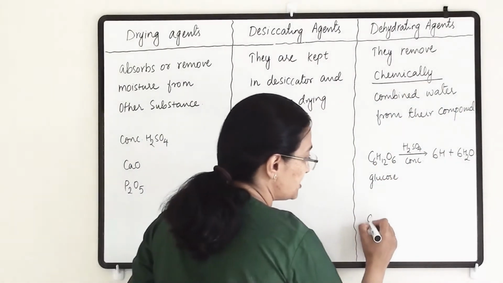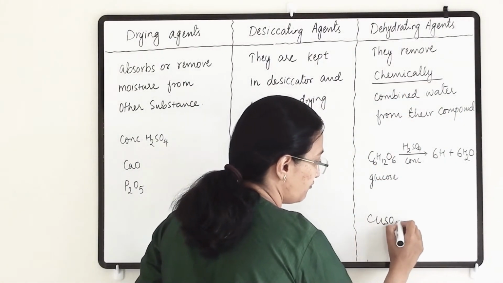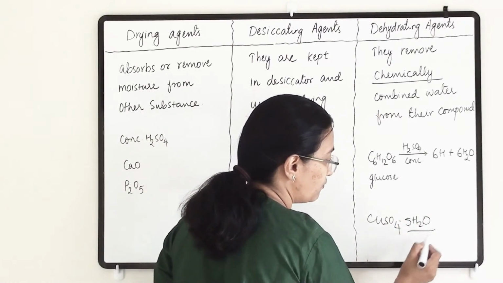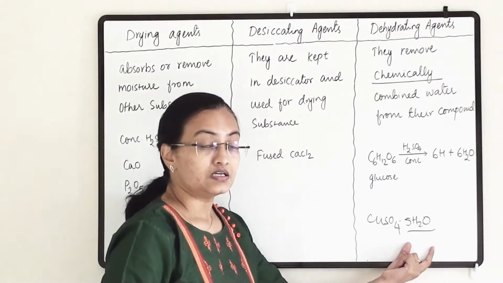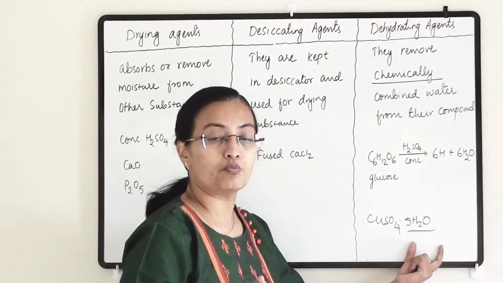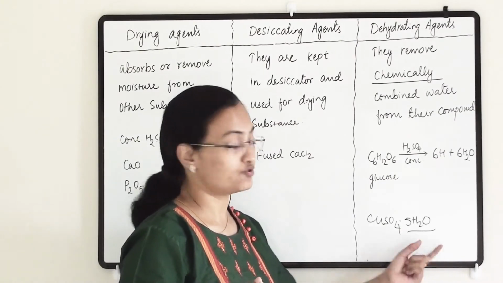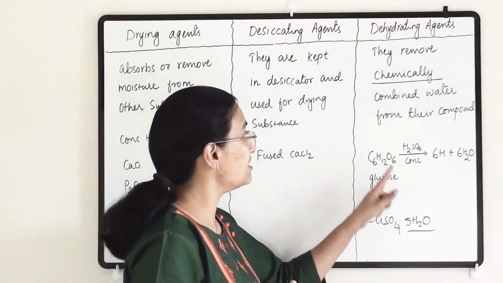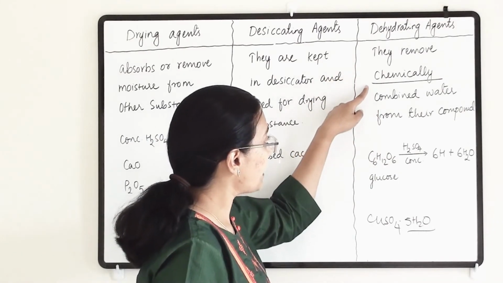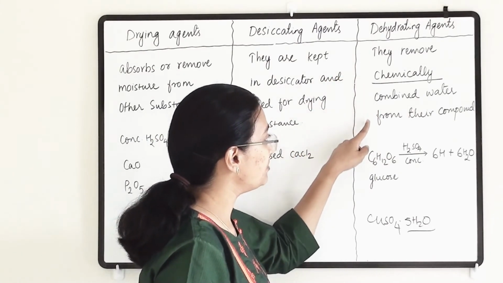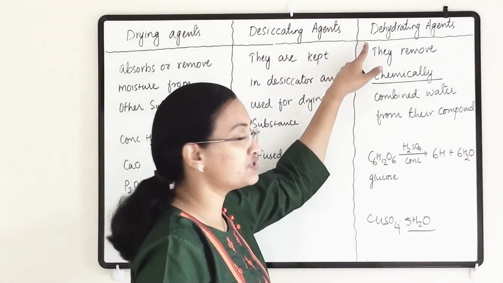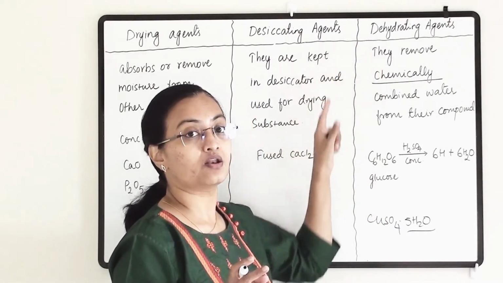When we are writing CuSO4·5H2O, this is not chemically combined. Once you heat it, this substance will evaporate whatever loosely held water molecules are there. So this is not chemically combined, but here we are talking about chemically combined. So whatever chemically combined water molecules are there, those water molecules will get removed once you are using these dehydrating agents.